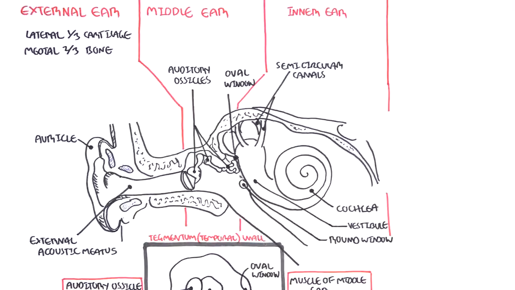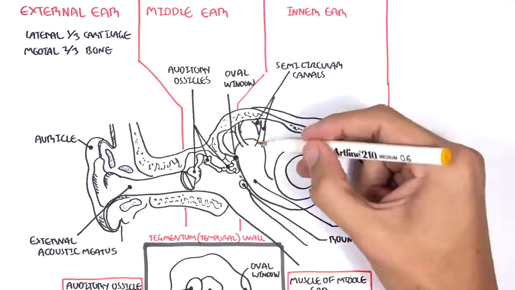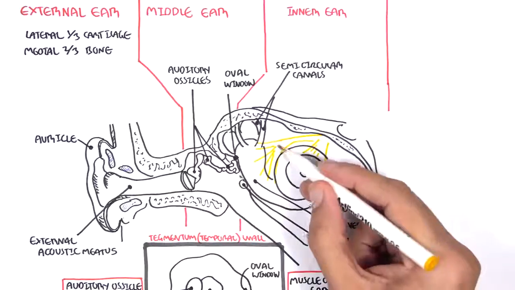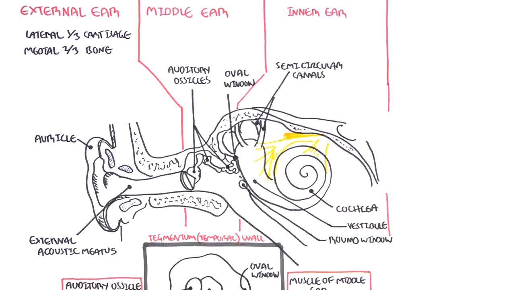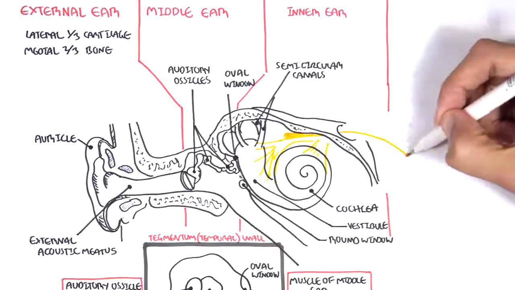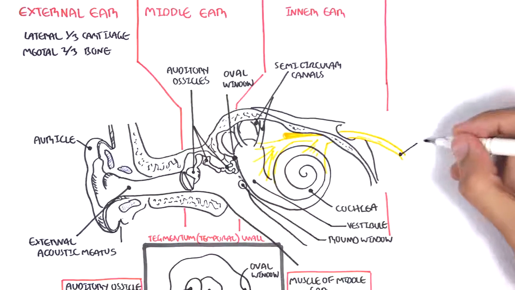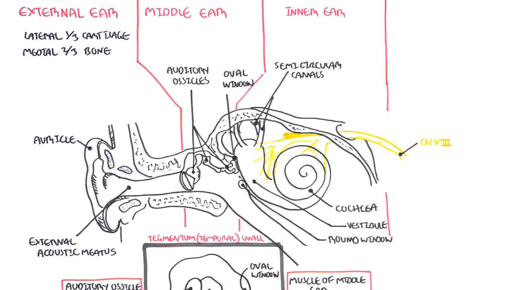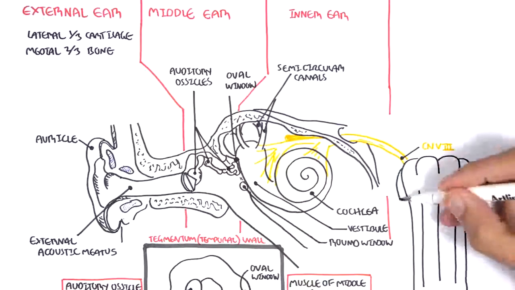Anyways, the movement of the hair cells causes signals, these hearing signals, sound, to be sent to the brain through nerves. So here we can see nerves leaving the cochlea and the vestibule. These nerves are sensory nerves and form cranial nerve 8, also known as the vestibulocochlear nerve, hence where it's coming from. Cranial nerve 8, the vestibulocochlear nerve, passes through a small opening in the bone here called the internal acoustic meatus, and the nerve goes towards the pons of the brain.